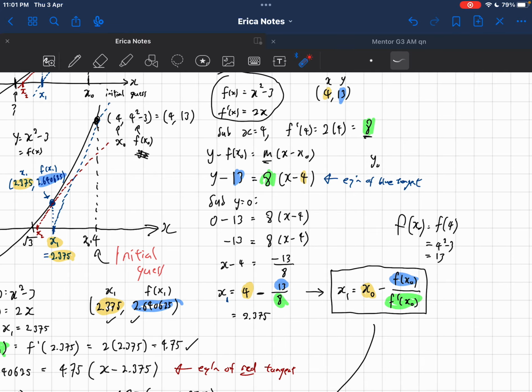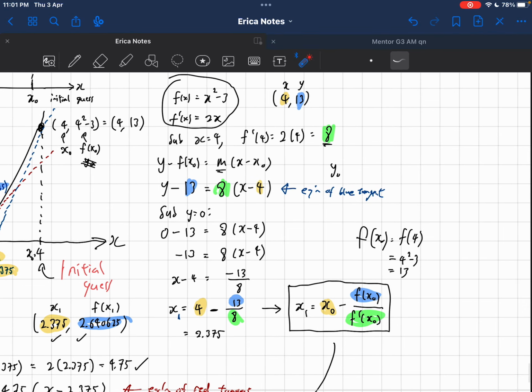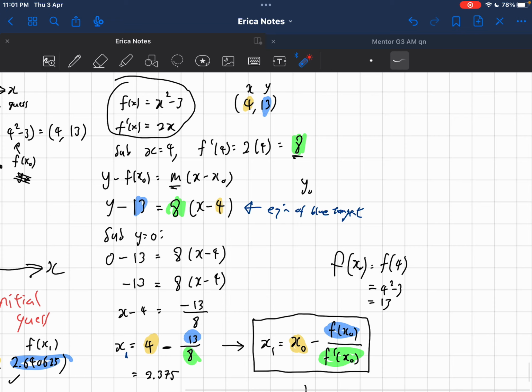Okay, then we color code this: yellow, blue, and green. Yellow minus blue over green. What is yellow, what's blue, what's green? Yellow is the x-coordinate of the point. We call it x0. Then 13 is the y-coordinate, which we obtain by substituting x with x0, where x0 is 4. So it's 4 squared minus 13. Then that's f of x0.